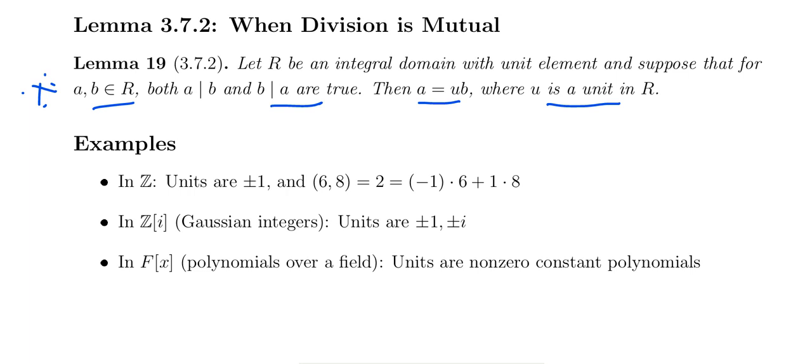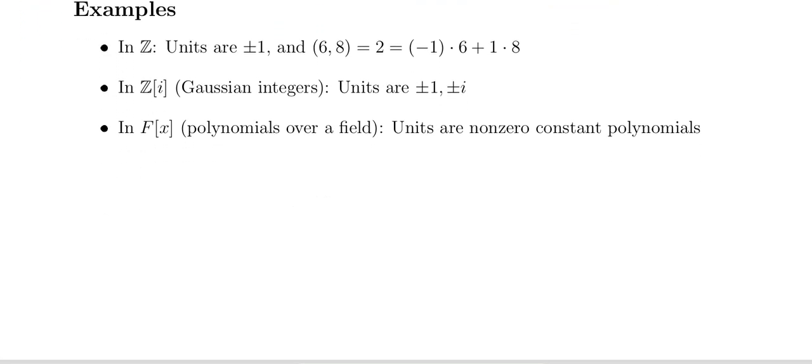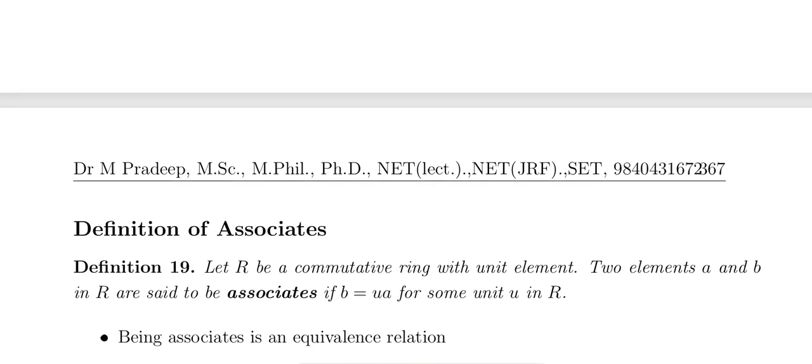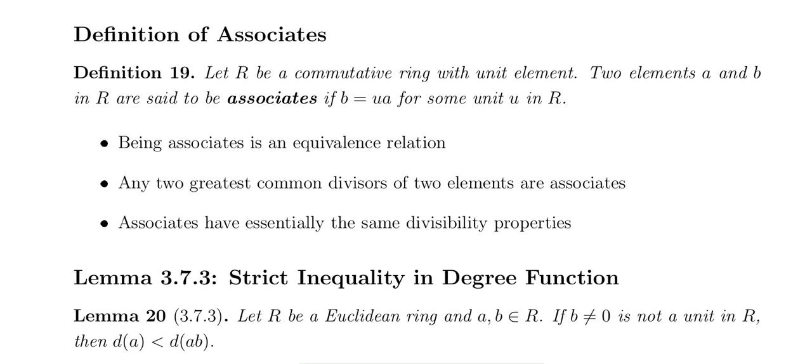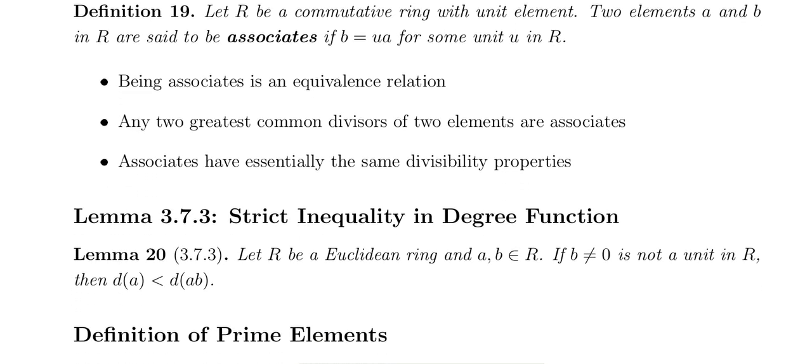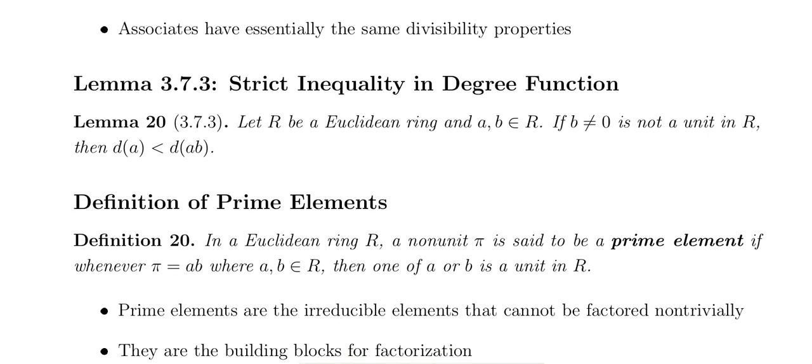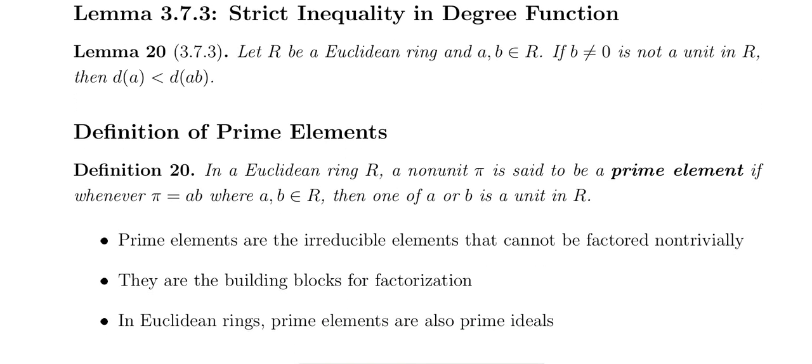Z of i is the Gaussian integers, units are plus or minus 1, plus or minus i. F of x polynomial over the field, units are the non-zero constant polynomials. For associates, two elements are said to be associates if B equal to UA for some unit element in R. And let R be a Euclidean ring with A, B belonging to R, B not equal to 0 and not a unit in R. Then D of A is less than D of AB.